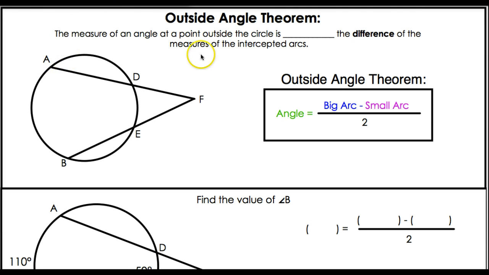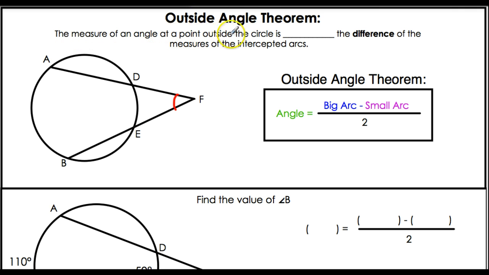Okay, so that was one theorem. This is going to be our second theorem for today, and this is the outside angle theorem. It has only to do with angles that are outside the circle, such as angle F. The previous ones you've learned are inscribed angles, which are on the inside, and the chord theorem. What we're looking at now is the outside angle theorem.